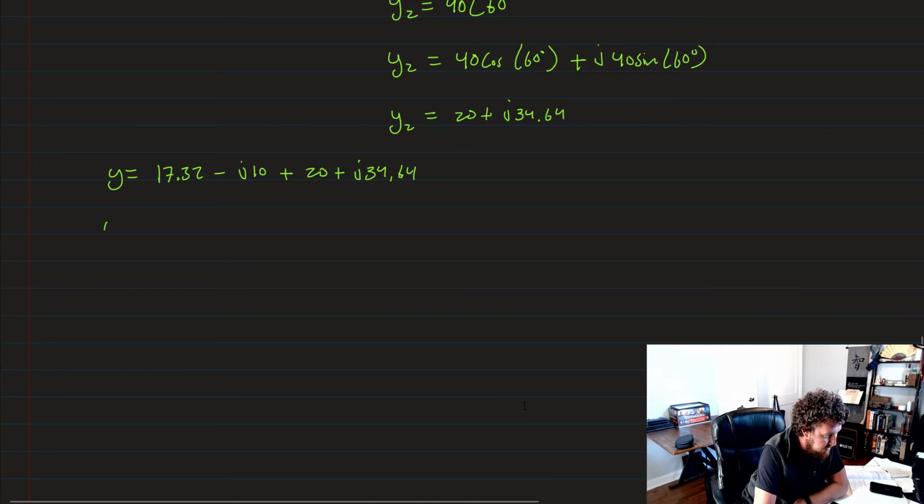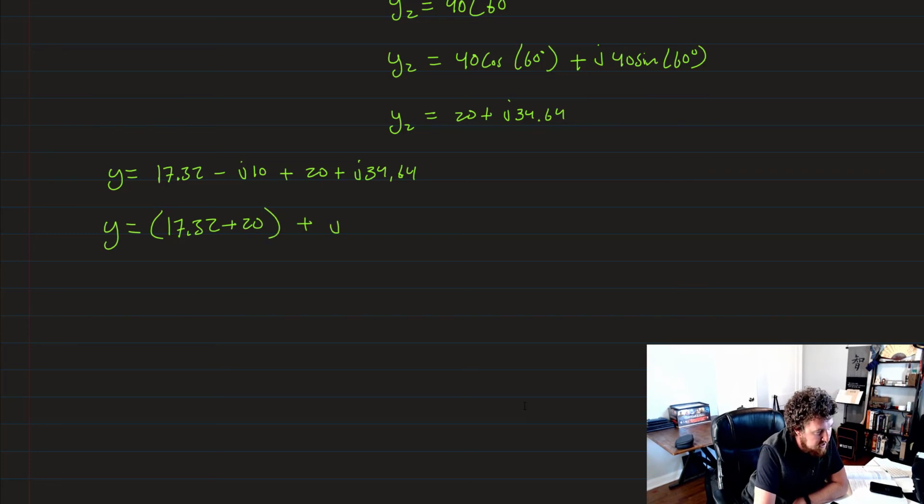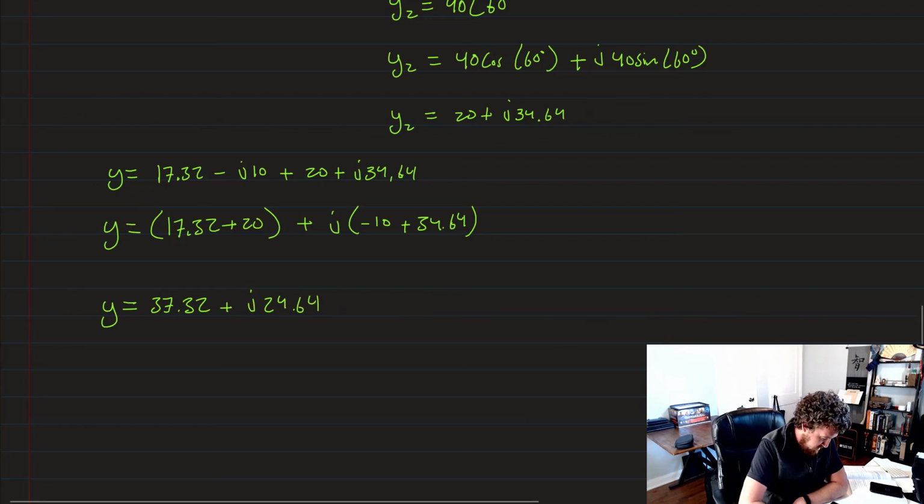Combine our like terms here, we'll get that y is equal to 17.32 plus 20 plus j times minus 10 plus 34.64. That leaves us with y equal to 37.32 plus j24.64. And now basically we're solving the exact same thing as before.